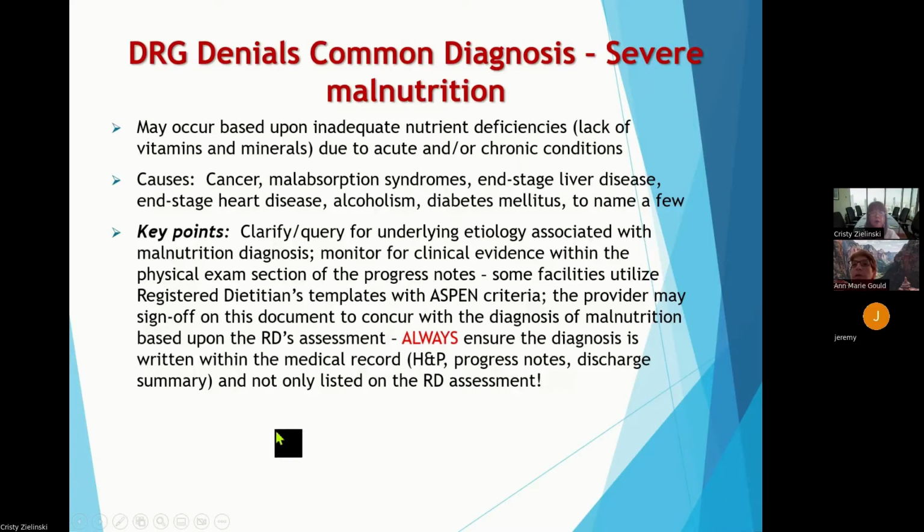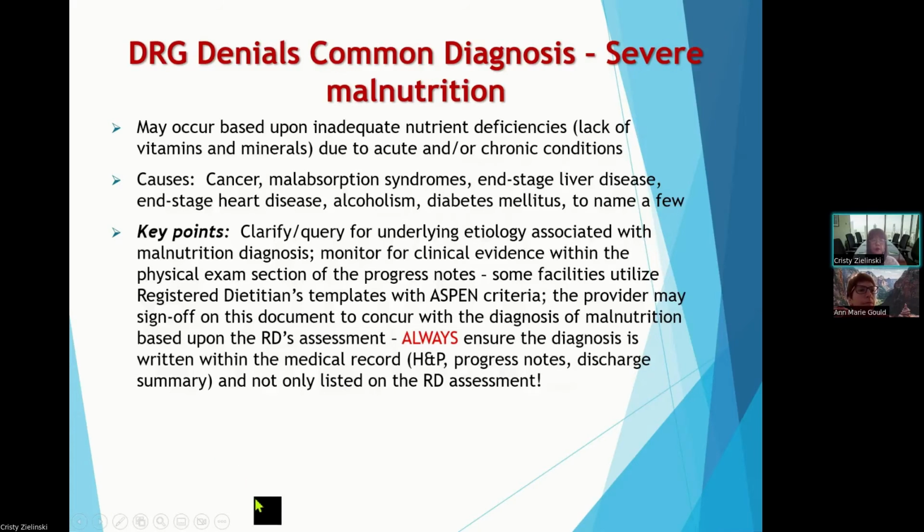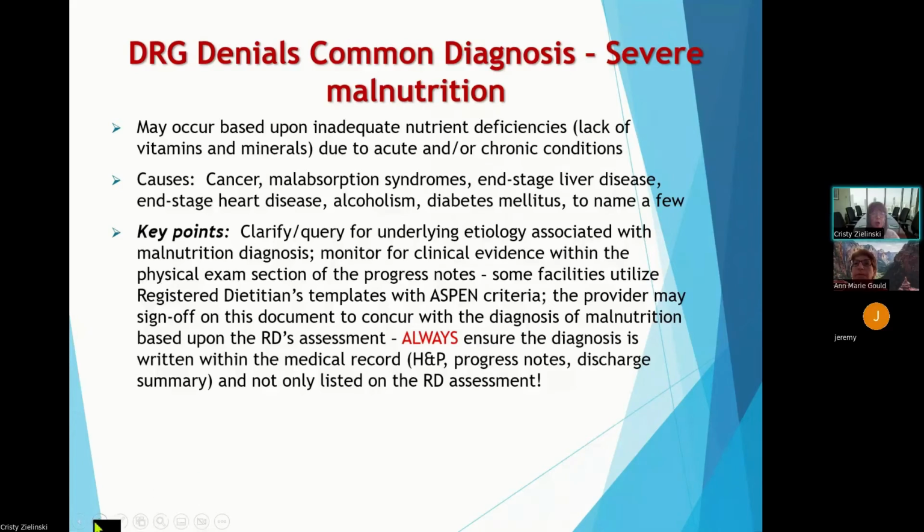Yeah. And if your facility requires an ASPEN evaluation by the RD, it's important that the RD really documents that the patient has, let's say, severe malnutrition, so that when they want to audit the case, at least we have some indicators there from the registered dietitian that the patient really meets the criteria. So there is no chance for them to deny it, but they will try, of course.